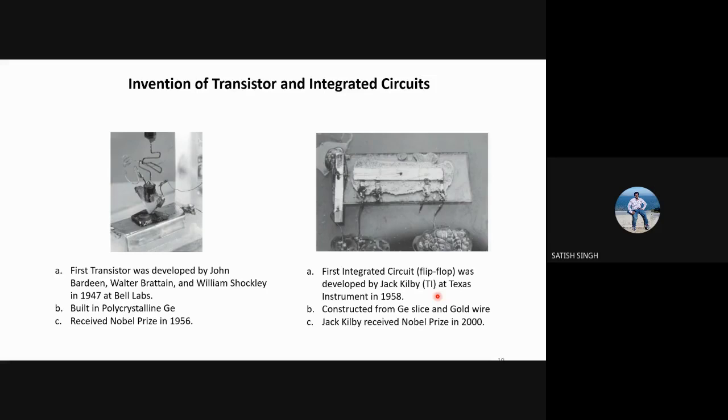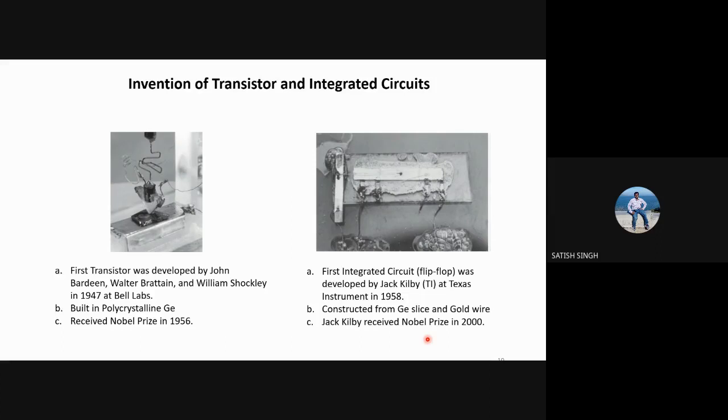Okay, so he is not the only person. Jack Kilby is not the only person who was working on making an IC. At the same time, one more scientist, Robert Noyce, was also working on making an IC. He was also trying to manufacture an IC, and he also successfully built it. But the work of Jack Kilby was recognized first, and that's why all the credit goes to Jack Kilby.